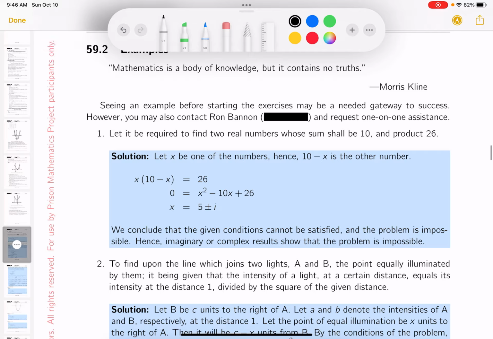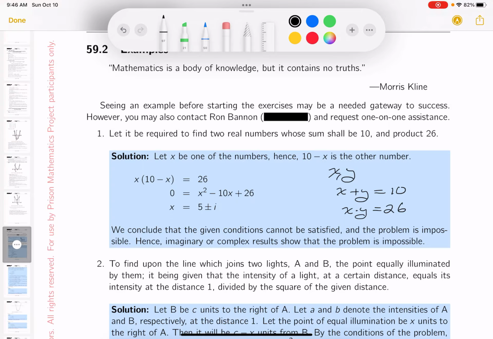Let's take a look. I'm going to read it to you. And as I'm reading these things, it's nice if you can understand what you've read, but a lot of times it's like a puzzle. It says, let it be required to find two real numbers whose sum is 10. So the two real numbers are X and Y. What do I know about those two numbers? They add to 10. Then they say their product, the two numbers being X and Y, is 26.